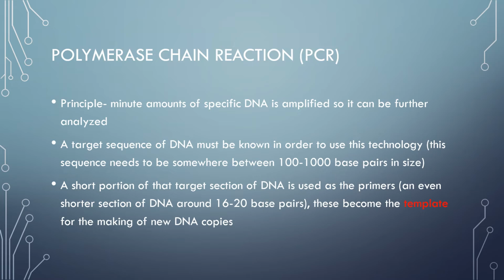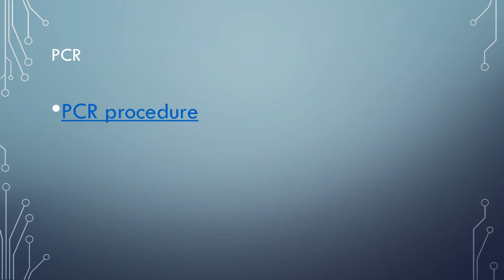A short portion of that target section of DNA is used as the primers, an even shorter section of DNA, around 16 to 20 base pairs, and these become the template for making of the new DNA copies. And we can use this to analyze products of PCR in gel electrophoresis or real-time PCR using a fluorescent dye. And here is a nice link to the PCR procedure.